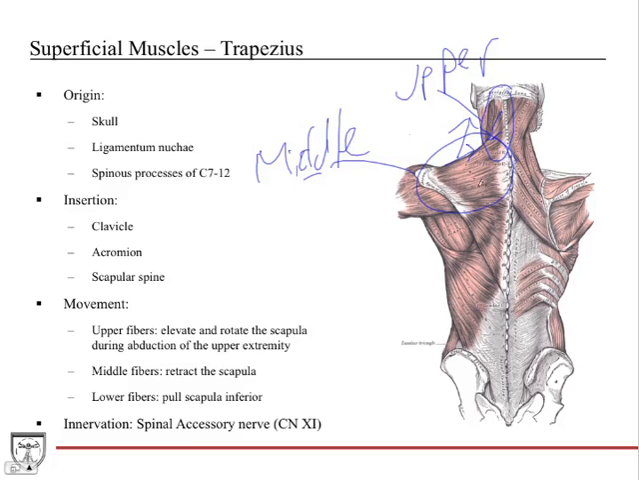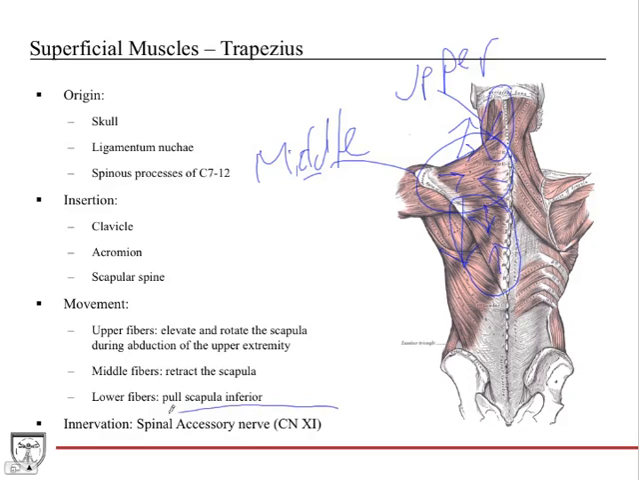Again, muscles contract, they shorten. It's going to retract the scapula. So what does that mean? It'd be kind of pulling the scapula out of the page or out of the screen here. So it's almost pulling the scapula posteriorly, kind of away or off of the rib cage. Then you have the lower fibers, which are down here, and these are what pull the scapula inferior. So again, muscles contract like this, pull the scapula inferior.